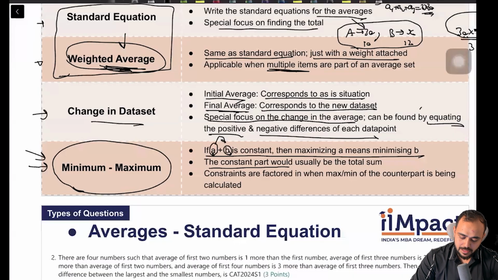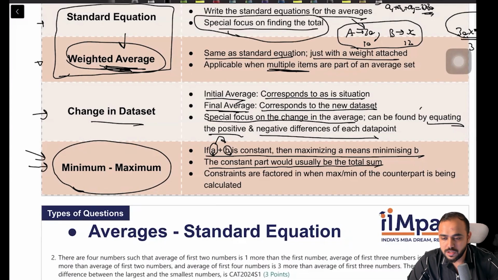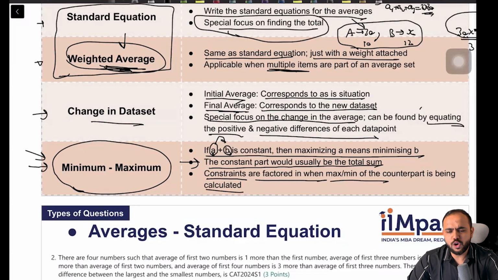This constant part in this argument would usually be the total sum, hence the special focus on finding the total. After you understand this, that they are asking me to maximize a, but what they are really asking me to do is minimize b. And once you make that understanding, you should then bring in the certain constraints that they would have additionally given to you. One of which, very common, is that all the values are integers, which makes it very easy for you to take the values for b. Again, an example to shortly come up.